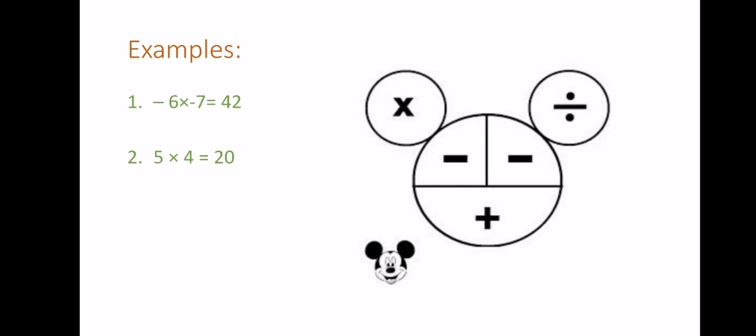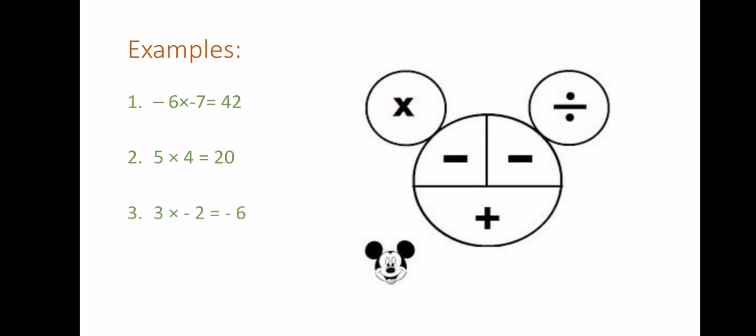Number 2. 5 times 4 equals 20. I think it's very easy. Both are positive. I will not use the face here. No need for it. We know from before that with any positive numbers, the answer will stay positive.